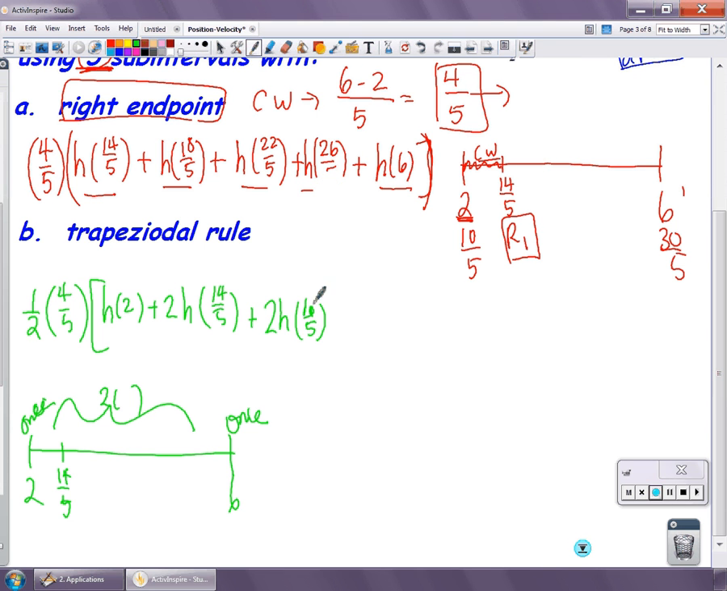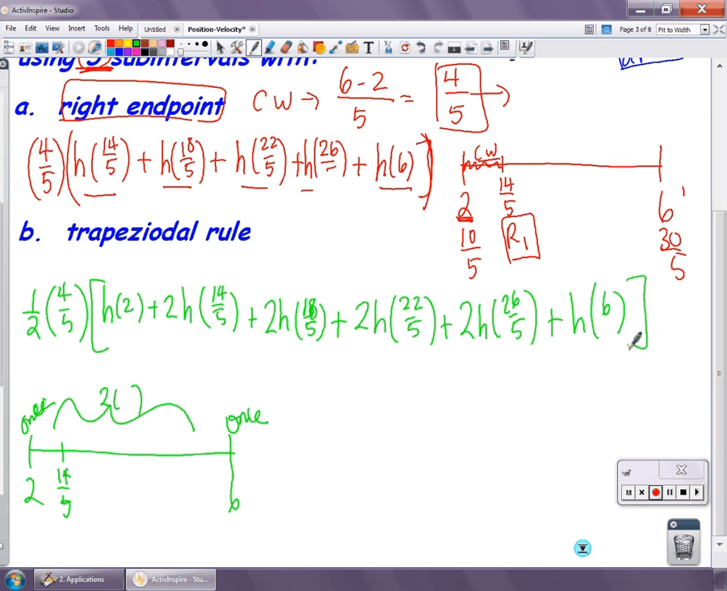That's 18/5. I'm just moving a common height every time, plus 2 times h of 22/5, plus 2 times h of 26/5, and here we are back to the last base, which is used only once, plus h of 6 or 30/5. And that is an expression that could be used to approximate the area under a curve using the trapezoidal rule. So that's just a generic method.